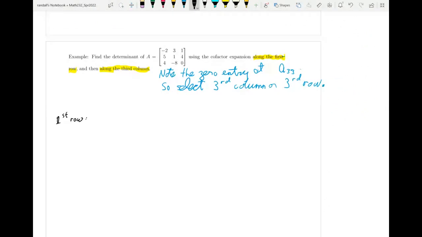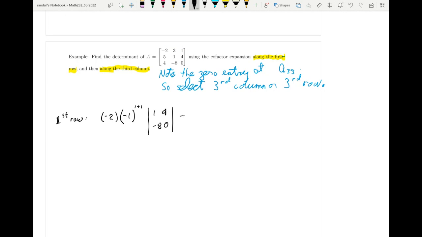So going across the first row, I see my first entry is -2. Now I plug in the plus or minus 1 factor. This is the A11 term, so -1 to the 1 plus 1. And then I have my Mij. In my mind's eye, I remove that row and that column, and that leaves me with a 1, a 4, a -8, and a 0. Let me get rid of those lines again.